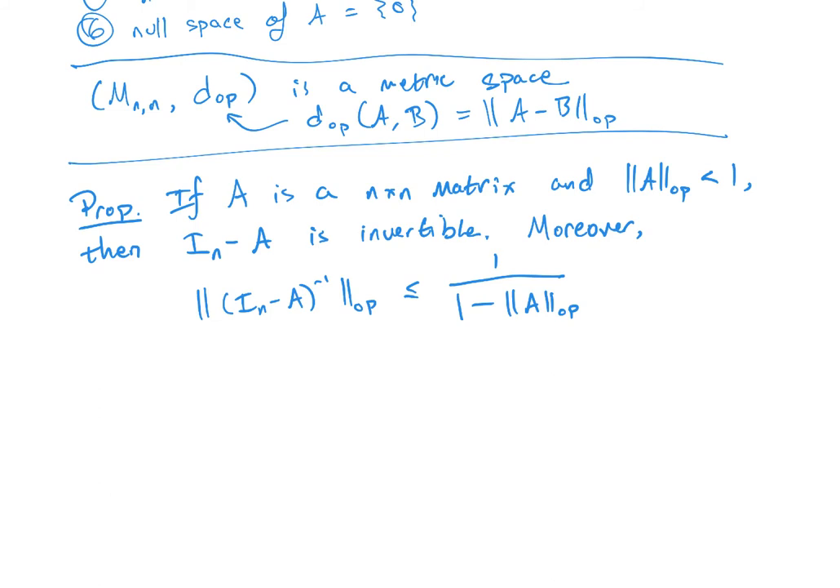Okay, are there any questions about that before we start proving it? So we're just getting the inverse of the thing we said was invertible. Yeah, so the first part says it's invertible, the second part gives a bound on its operator norm.